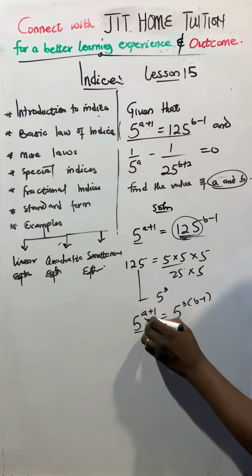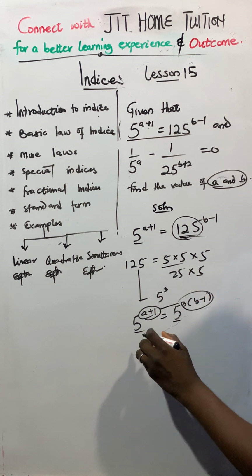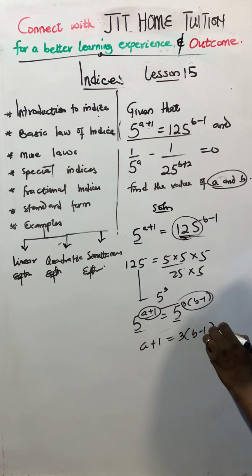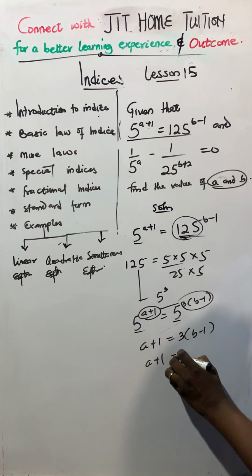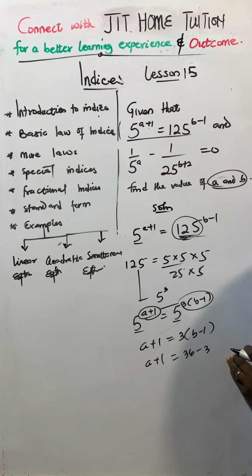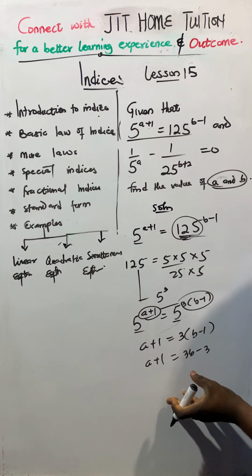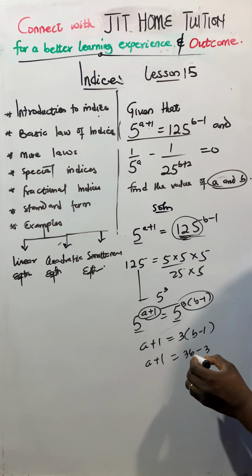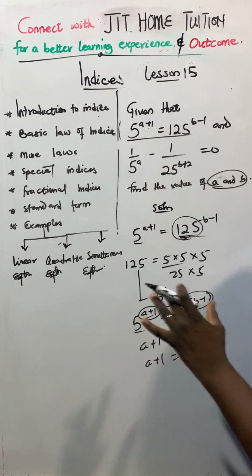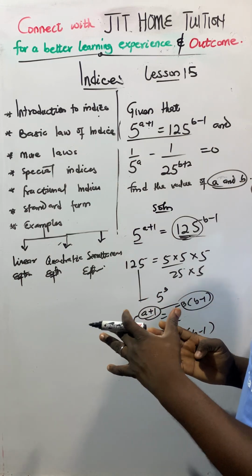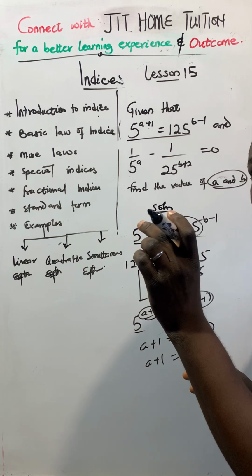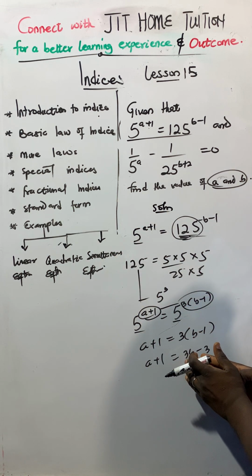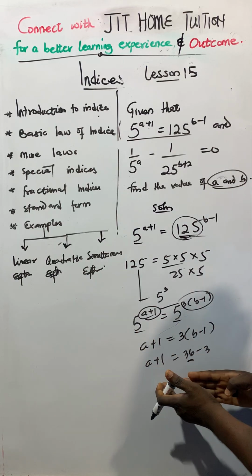Since the bases are the same, you equate the powers, giving you a plus 1 equal to 3 multiplying b minus 1. So you have a plus 1 equal to 3b minus 3. They will multiply, you've expanded it. So from here, what you're going to do is to group like terms. Sorry, what I meant by that is not the right statement. What I meant was that you move the variables to one side and the numbers to one side.